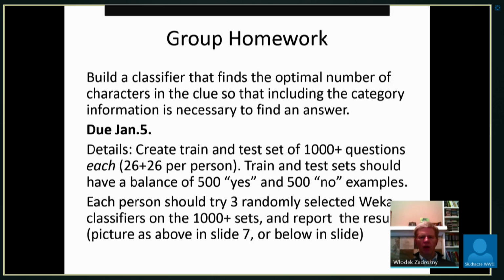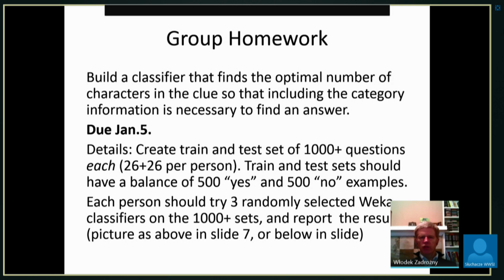So this is a group homework. We need 1,000 plus questions for the training set and 1,000 or more questions for the test set, which I think would come to about 26 questions in each category for training and testing per person. To make the classification simpler, it would be best to have a balance of 500 yes and 500 no examples. There are 500 questions where the information about category is necessary, and about 500 questions where the information about category is not necessary.